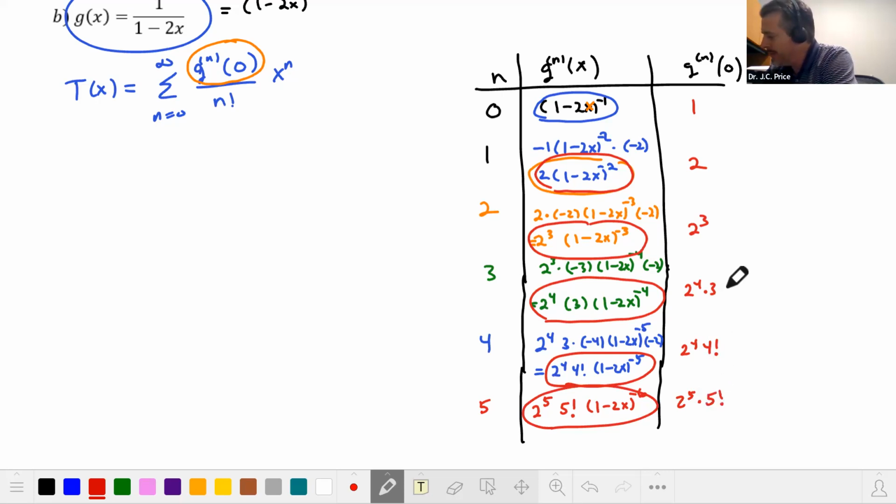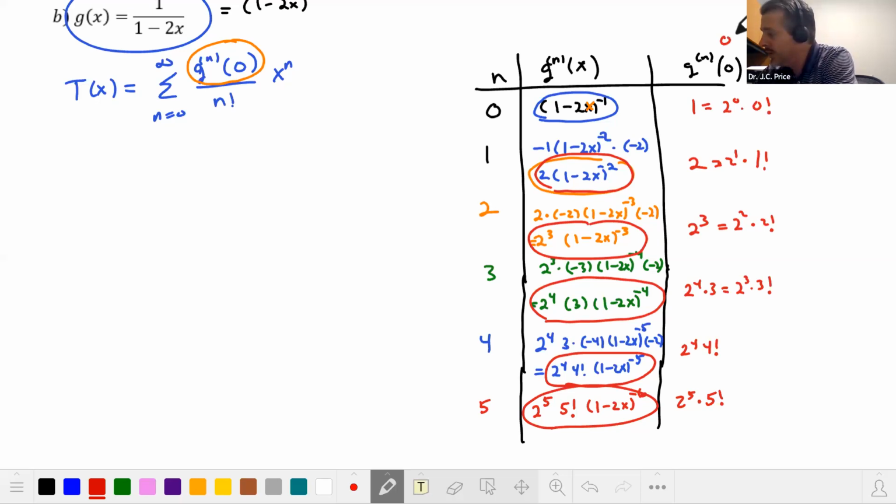And I can kind of work backwards here. So this is the same thing as 2 cubed times 3 factorial. This should be the same thing as 2 squared times 2 factorial. Yep, that works. The same as 2 to the 1 times, goes 5, 4, 3, 2, 1 factorial. Good. And then this should hopefully be 2 to the 0 times 0 factorial. Remember, 0 factorial is defined to be 1, right?